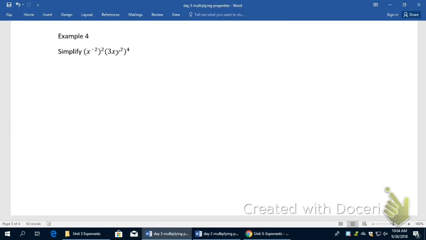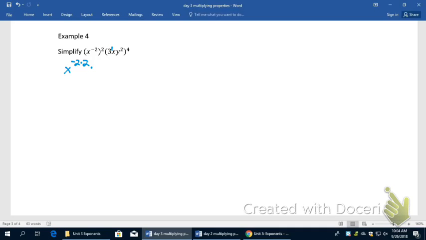First thing, on that first set of parentheses, x is my base. I'm going to multiply its exponents together, negative 2 times 2. So it's going to be x to the negative 2 times 2. Now I'll move on to the next set of parentheses. Now, it's a little tricky right there.